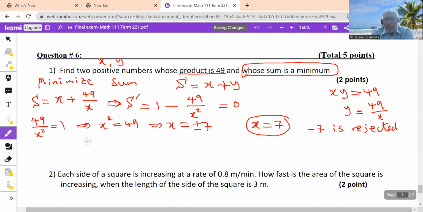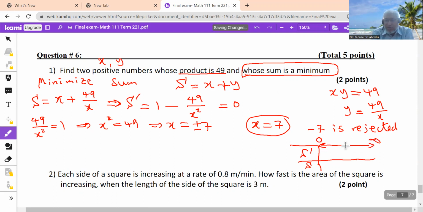All right, so what are the two numbers? Now, at 7, this function has a local minimum. So let me check the signs of S prime. Well, the sum of two positive numbers cannot be negative. So I'll start from 0.